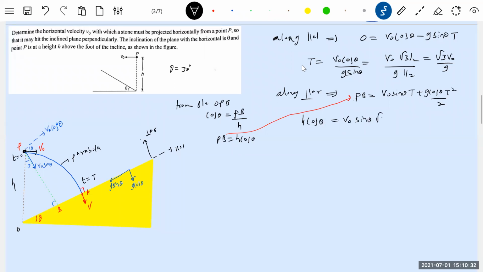T is how much? Okay, I'll do one thing. Next, we'll substitute all the values and see. Cos theta is root 3 by 2, sin theta is v naught by 2. T is root 3 v naught by g. G is 10, no? Plus 10 by 2, this will be root 3 by 2, t square, root 3 v naught by g.